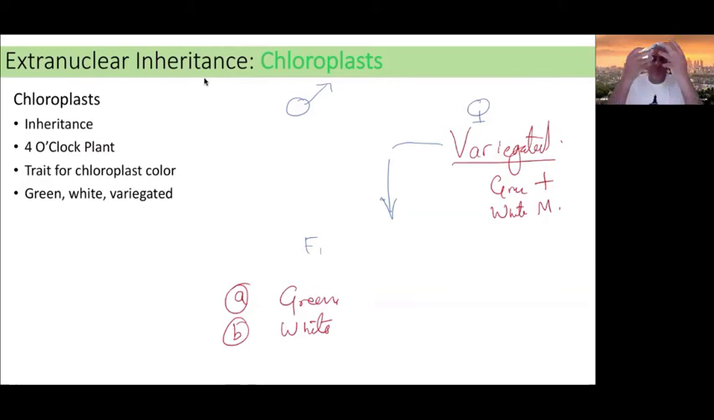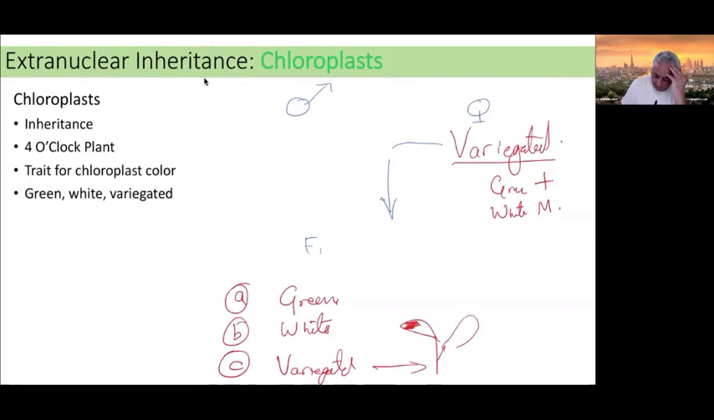So the tissue that gave rise to the egg was able to pass in through its cytoplasm both the mutant white chloroplast genomes and the green wild type. And in that case, we have a third option. Now the baby will inherit both types of chloroplasts and it will be variegated, right? So some parts of the baby will have green, and some parts will have white. So she has both types.